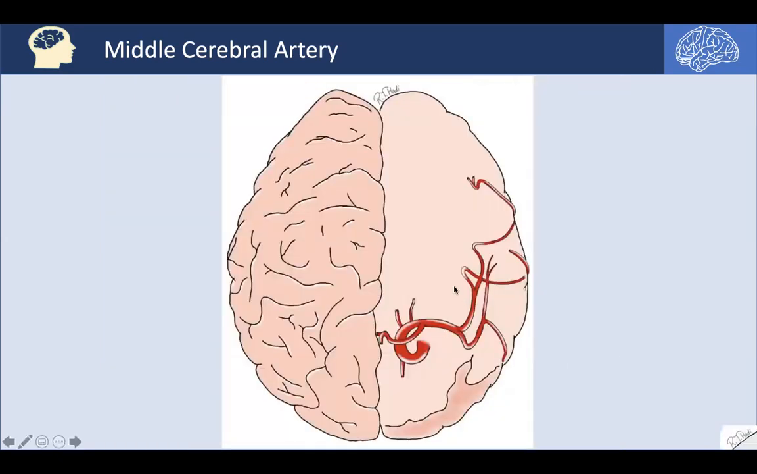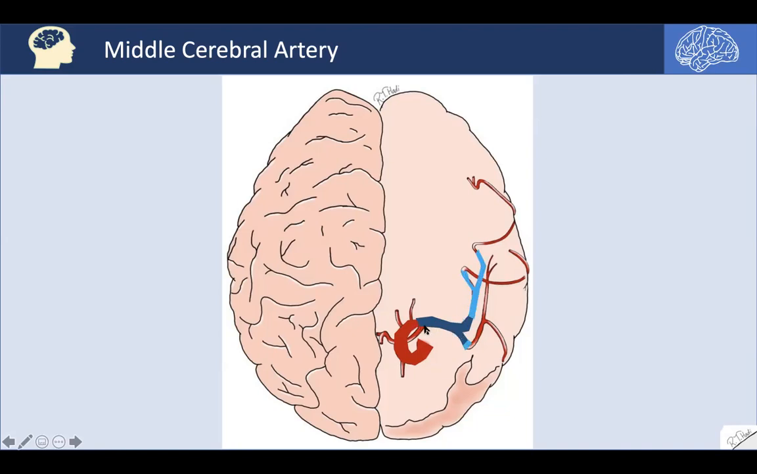This shows the brain from above. Here is the right hemisphere, and this is the left hemisphere. The superior part of the left hemisphere has been removed to show the course of the MCA. This is the ICA, giving rise to its terminal branches. The biggest one is the MCA. This is the M1 segment, and this is the terminal bifurcation over here. And then we have the insular segment, the M2 segment.